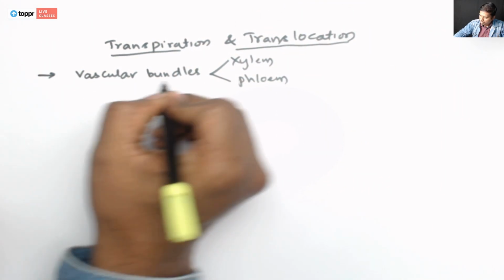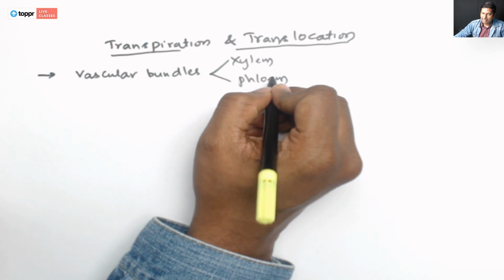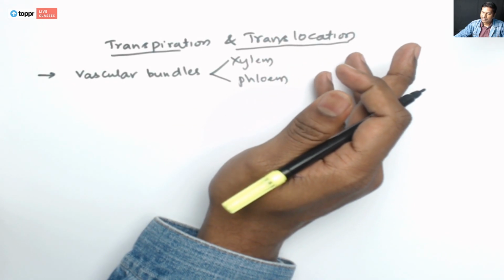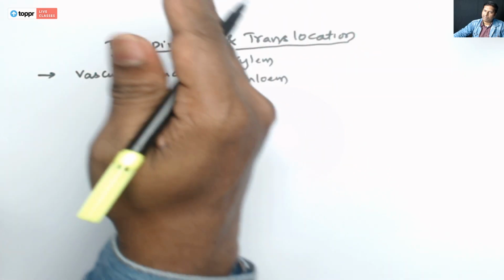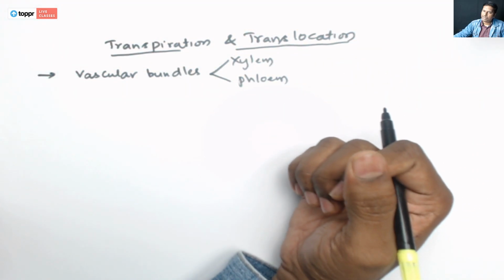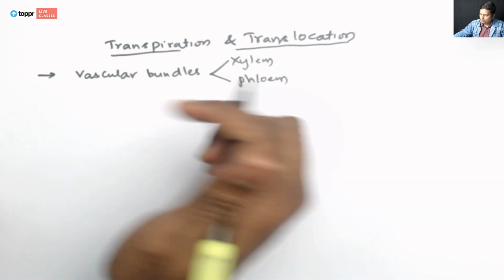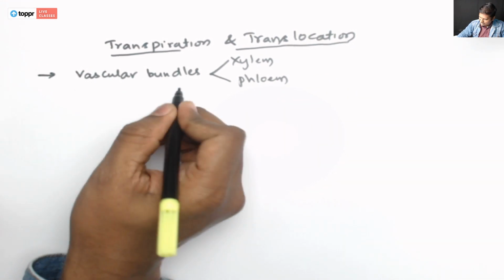Okay, so let's understand them clearly, how the structure is, how they are arranged in a plant, and then it becomes clear for us how the water is actually moving between these cells and how the food is actually moving from one cell to another cell. Okay, so we'll first understand that.